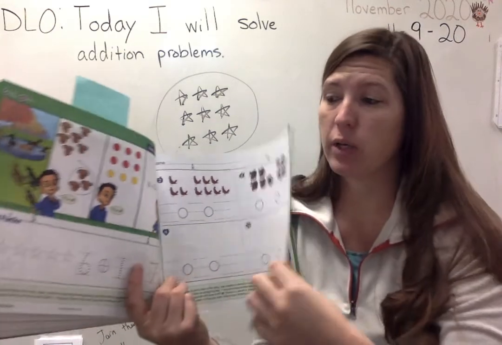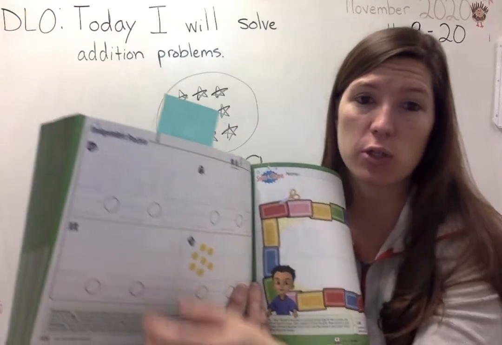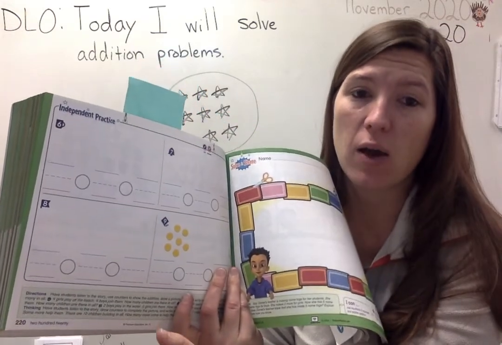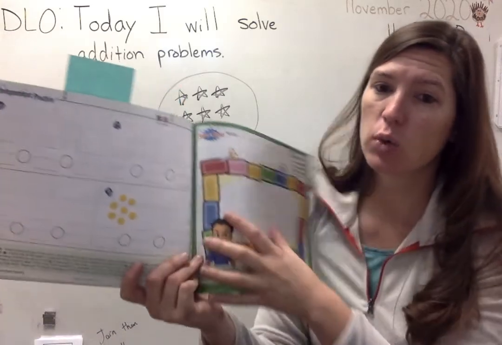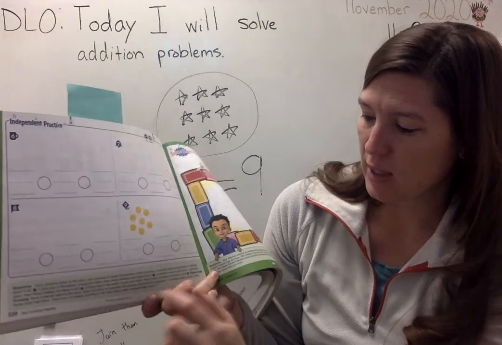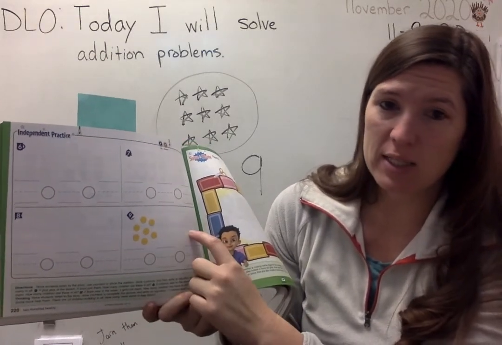Use your counters, but draw something so that I know that you're listening to the story and understanding how many of what little critters are in the story. So same thing on this side. And then the challenge question, it says that the total is 10. So you have 7 dots. You're trying to get to 10.